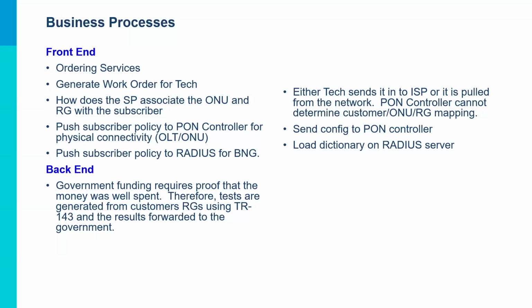On the back end, the government's spending a lot of money to bring broadband to rural areas. And so they're requiring that any service provider that takes their money run tests and send them the results. And so what you have to do is generate tests from residential gateways, throughput and latency testing, and send the results to the government.